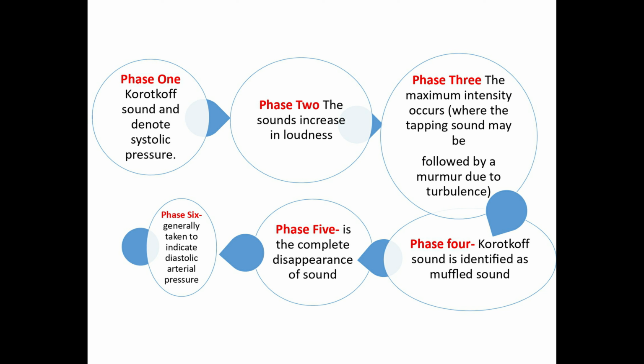When you hear the first sound, in the second phase, the sound increases its loudness. In the third phase, the maximum intensity occurs. The fourth phase is when the Korotkoff sound is identified as a muffled sound. The fifth is the complete disappearance of sound. And the sixth phase is normally taken as the diastolic pressure.